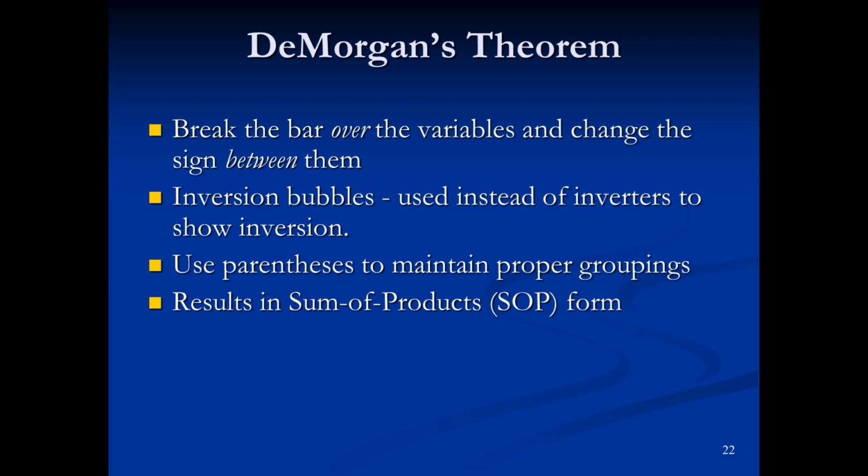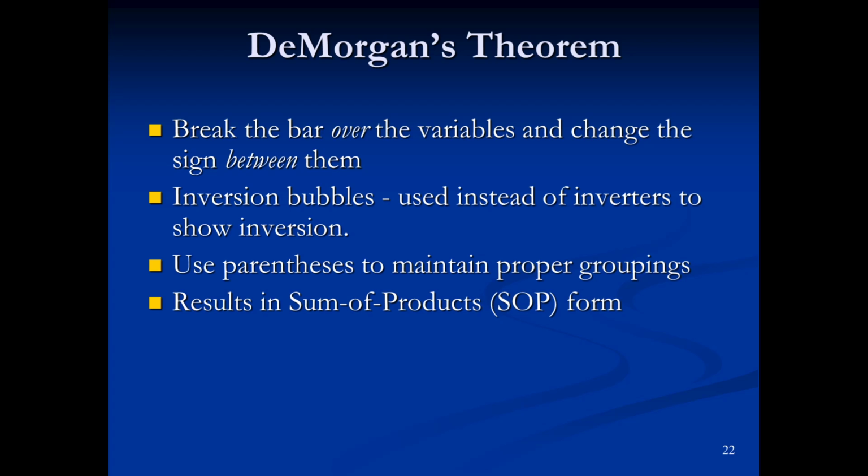Be very careful using parentheses to maintain your proper groupings. Especially in these more complicated equations, you might see a lot of parentheses, bars going over different things. You really want to keep track of your bars and your parentheses to make sure that you're grouping things properly, because in Boolean algebra it actually is very important to do that. Otherwise you're going to be barring something that shouldn't be barred, or parenthesing something you shouldn't be. So just keep that in mind when you're working on these.